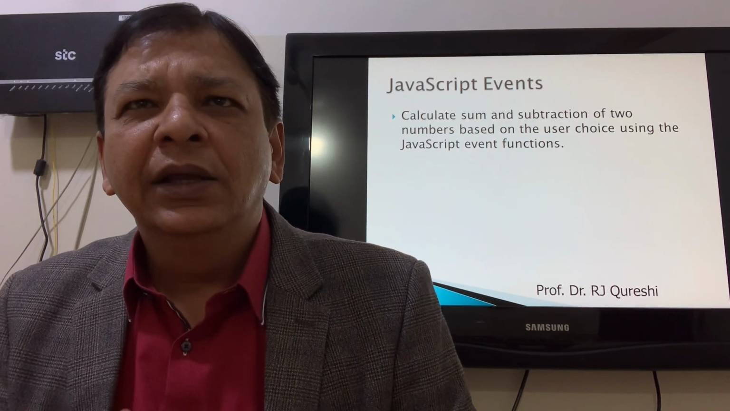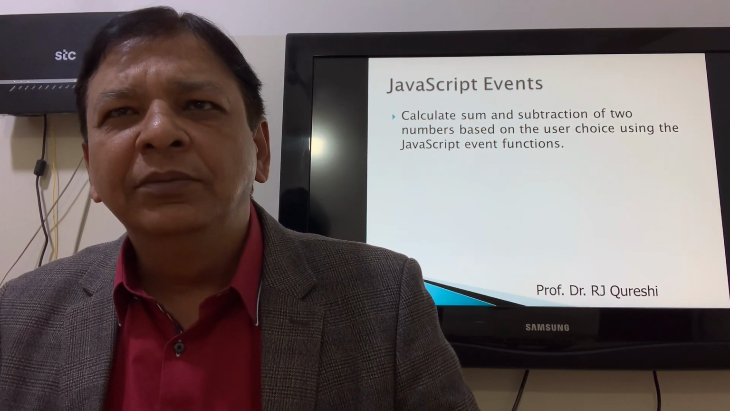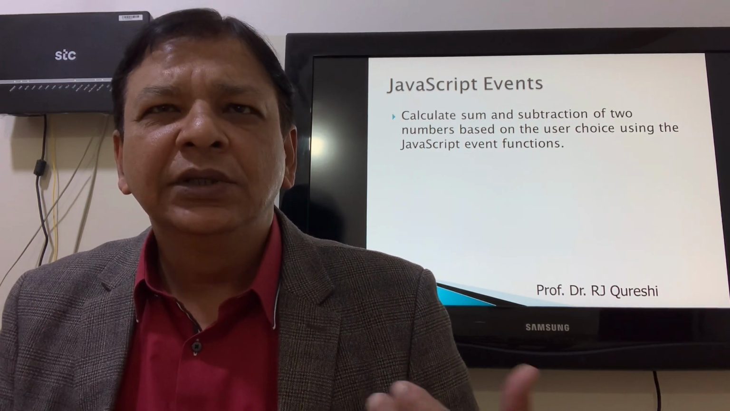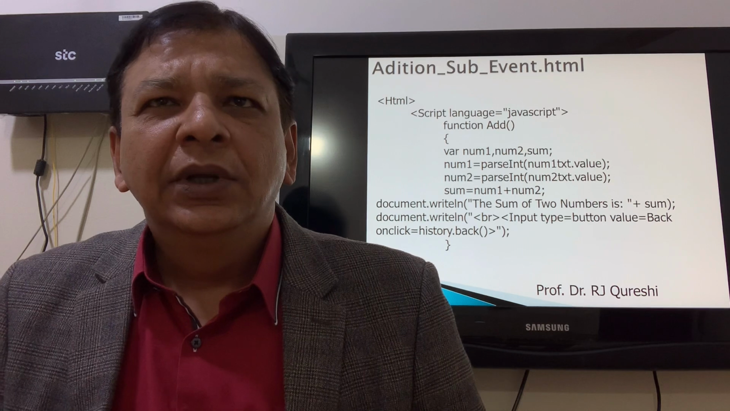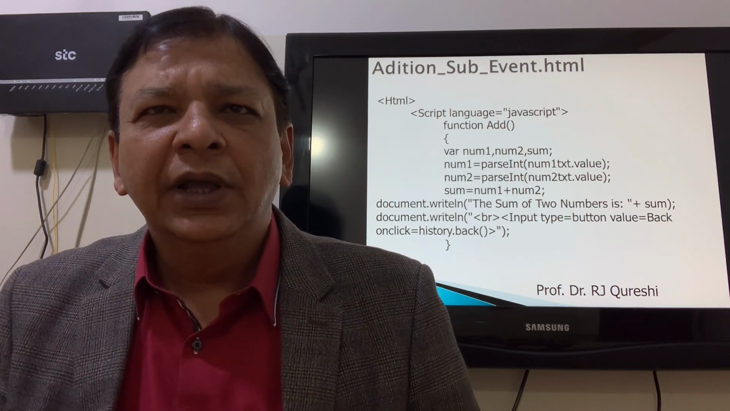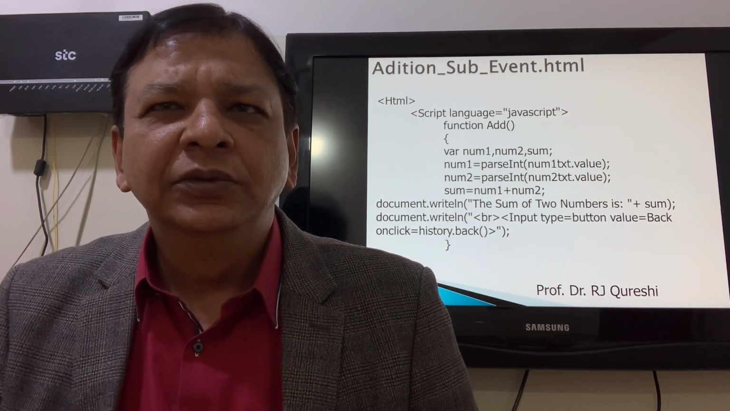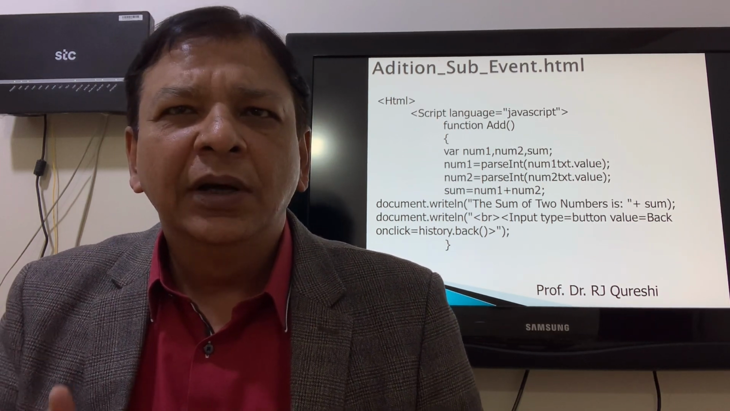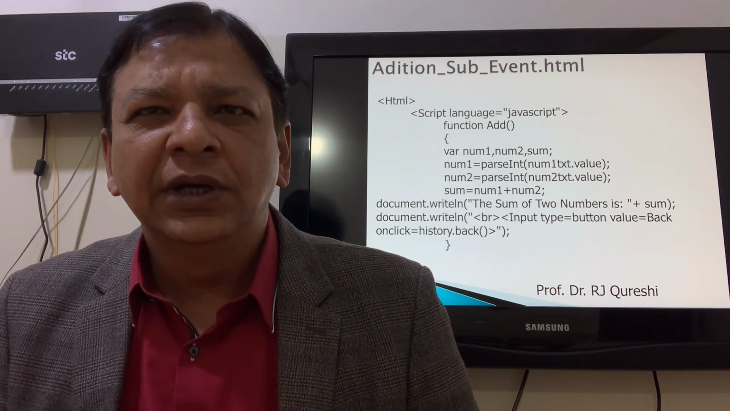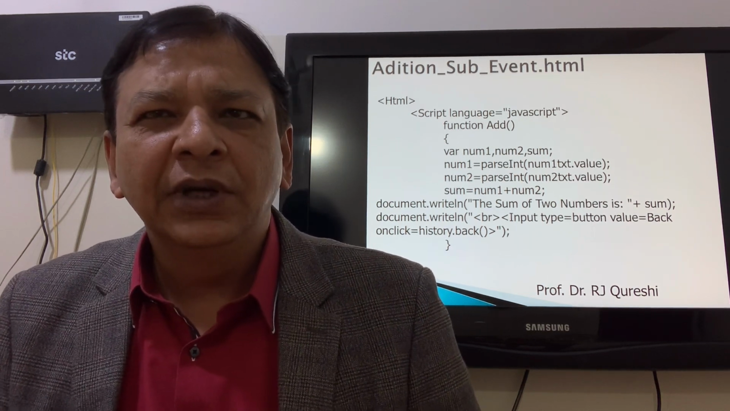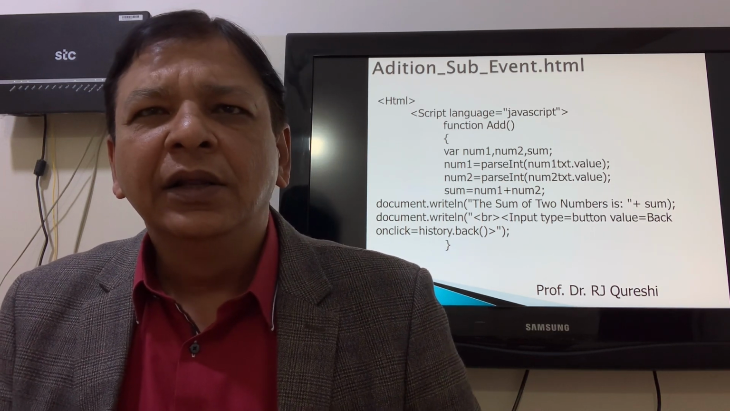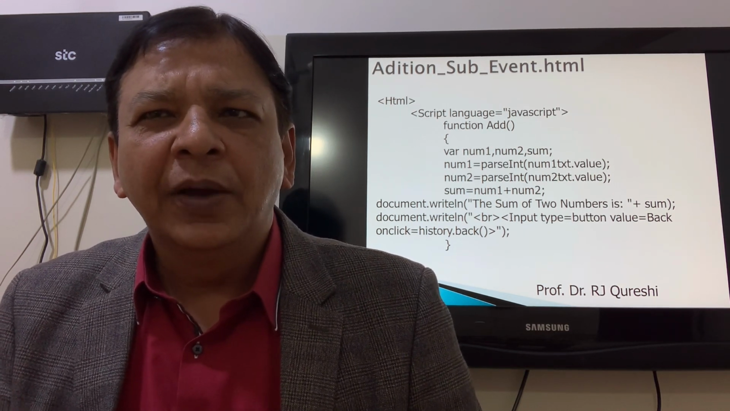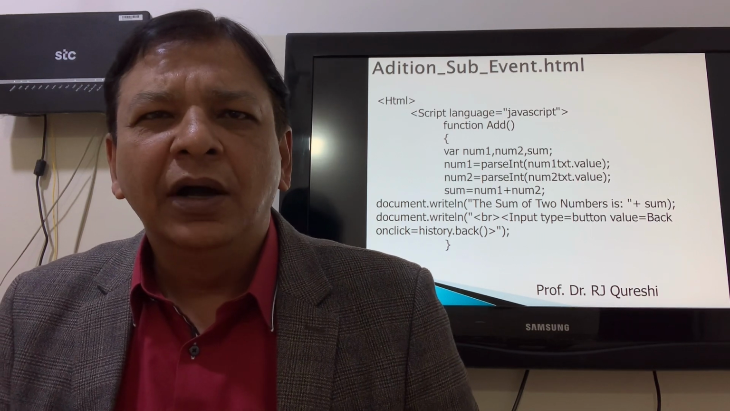JavaScript event handling, second example: calculate the sum and subtraction of two numbers based on user choice using the JavaScript event function. Script language is equal to JavaScript, function add, var num1, num2, sum. Num1 is equal to parseInt num1 txt dot value, num2 is equal to parseInt num2 txt dot value, sum is equal to num1 plus num2, document dot writeln, the sum of two numbers is sum, document dot writeln, input type is equal to button, value is equal to back, onclick is equal to history dot back.